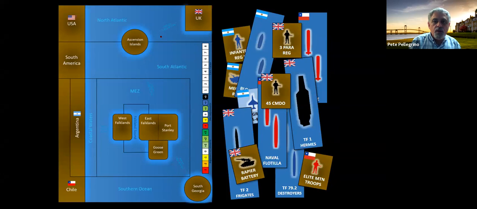Like on the board, we had a little note here. The distance between the UK and Ascension Islands is 3,700 nautical miles. That's 11 days, or I'm sorry, 13 days to cross that at a nominal 12 knots of advance, right?